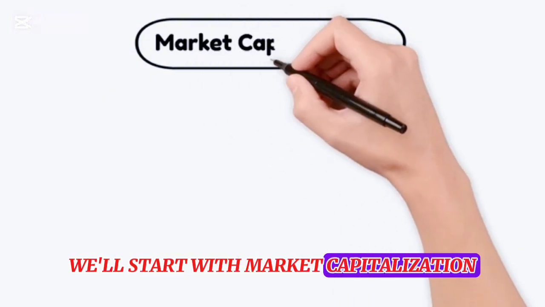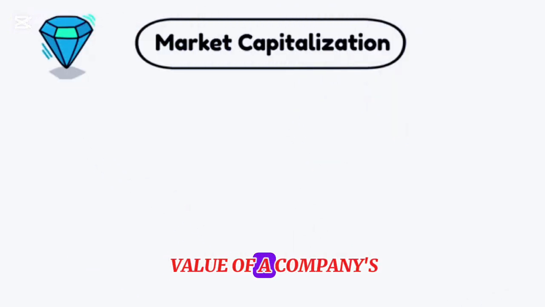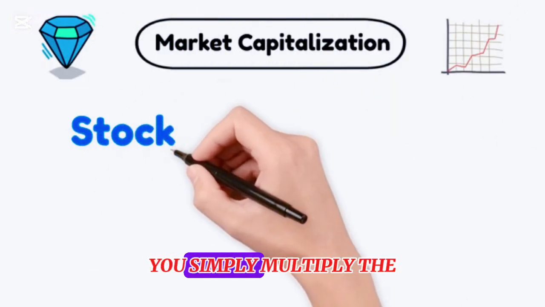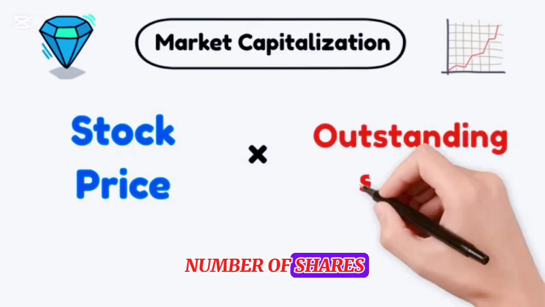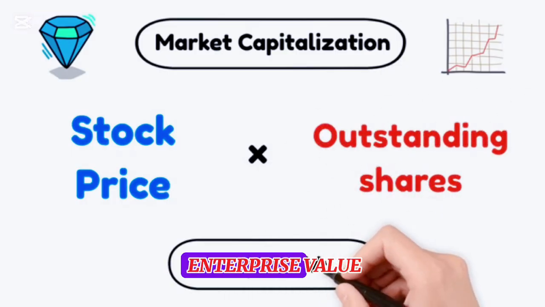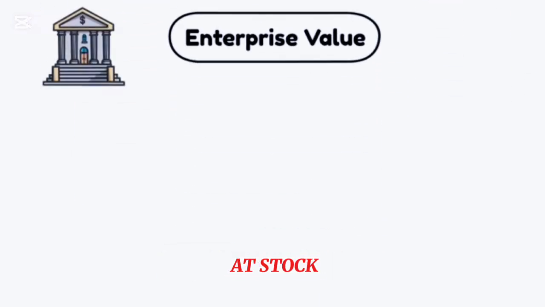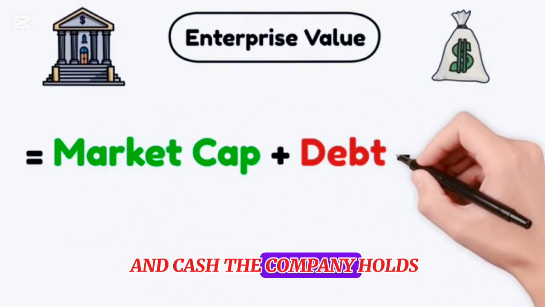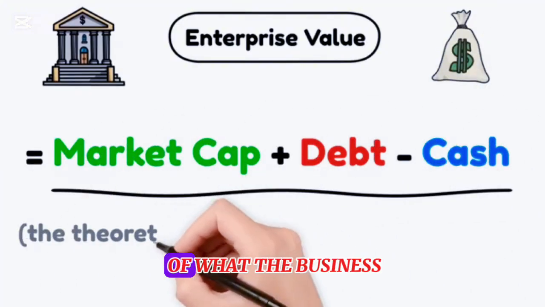We'll start with market capitalization, which is the total value of a company's stock on the market. You simply multiply the stock price by the number of shares. Then, there is the enterprise value, which looks not just at stock, but also at debt and cash the company holds, giving a fuller picture of what the business is worth.